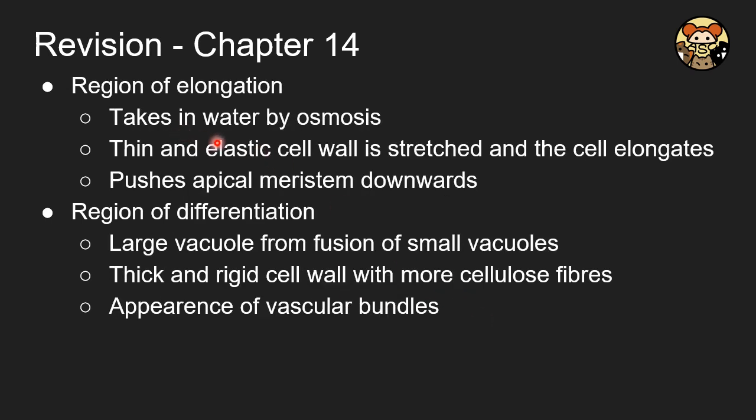And then it will migrate back, and then it will become the region of elongation, because as the water enters by osmosis, the cell will be elongated and stretched, and it will push the apical meristem downward. And then we will come to the region of differentiation, because in this region, the vascular bundles and also the root hairs start to appear. So at this moment, the cells will become differentiated. That's why it is defined as the region of differentiation.